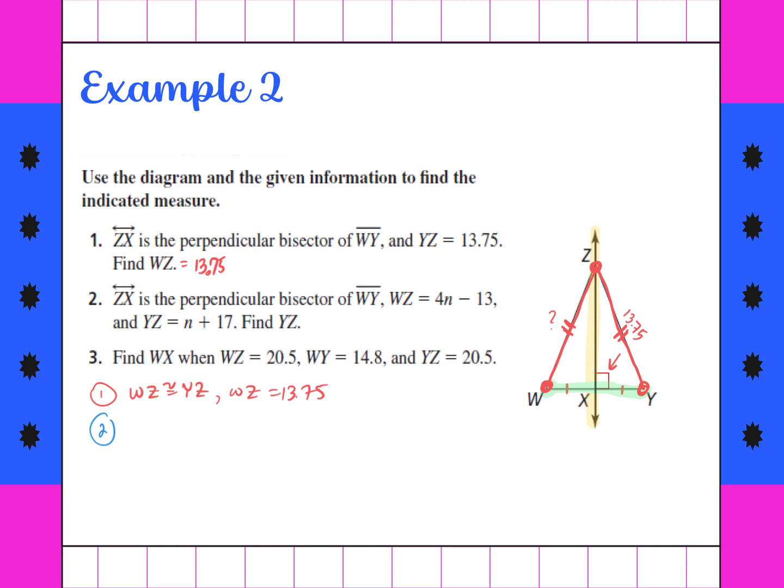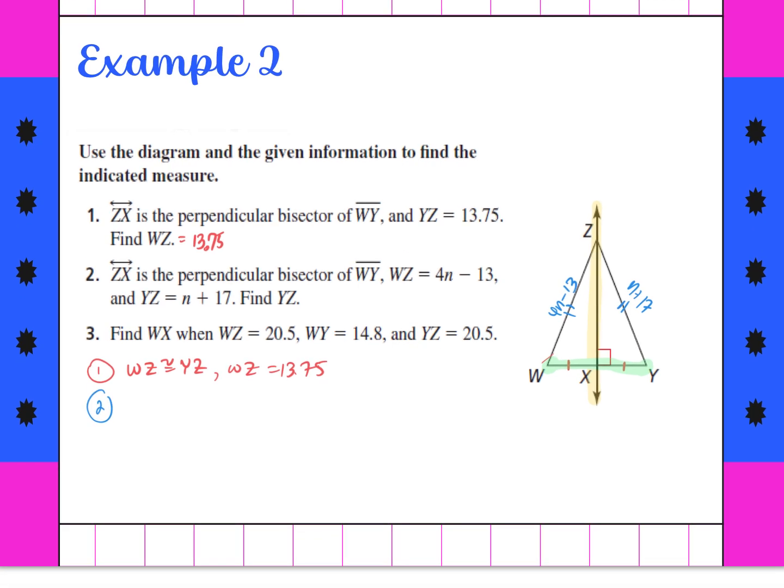When I go to number 2, it gives me new information. So let me erase this. Okay. So in number 2, I've got ZX is the perpendicular bisector of WY. Again, same thing. WZ equals 4n minus 13. So I know this and this are congruent. And YZ equals n plus 17. And it wants me to find the length of YZ.